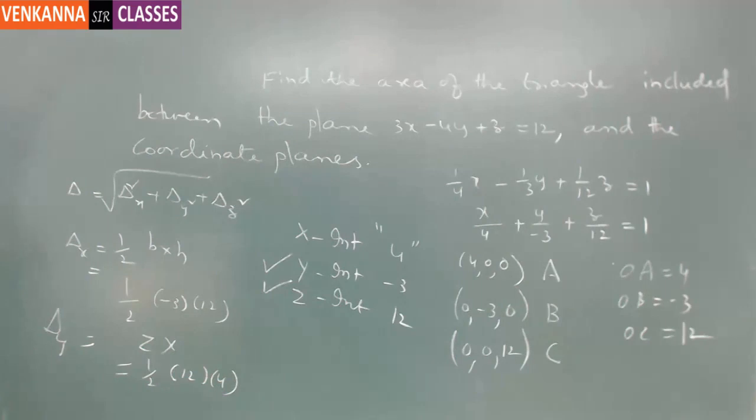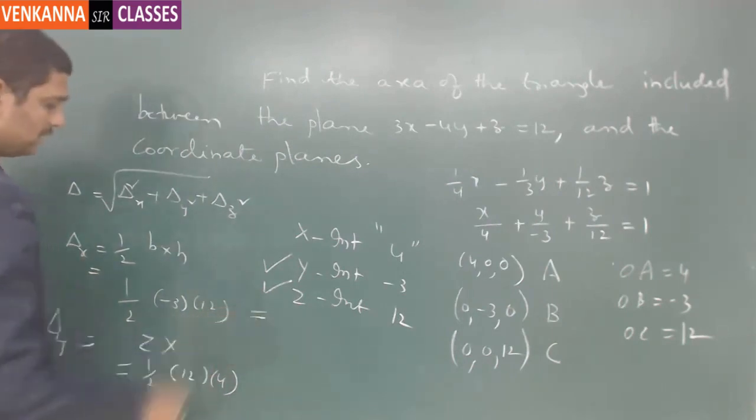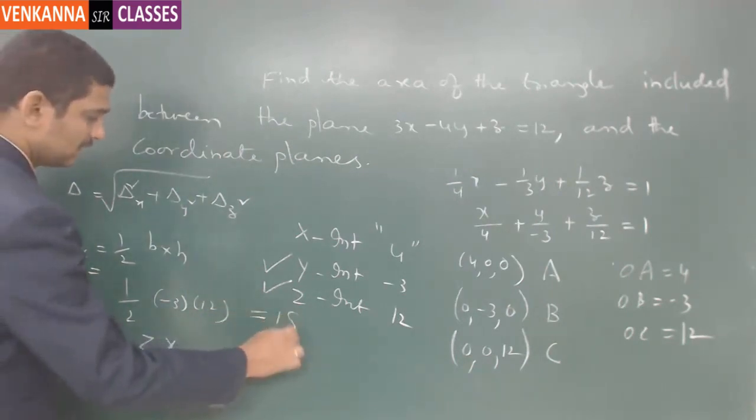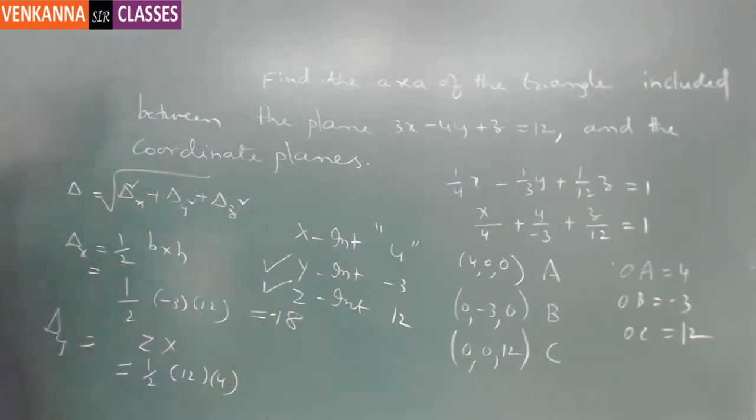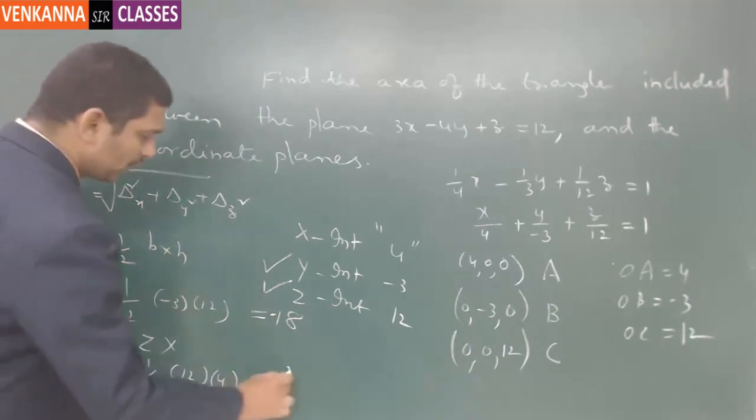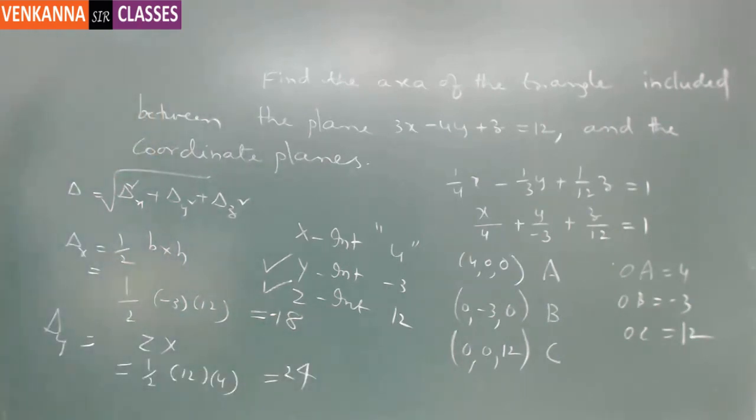Right. So here the first one is 18 in magnitude, you will get. Here the value is 24. The other one is nothing but 6. Accepted? So the area is nothing but 3 root 26.